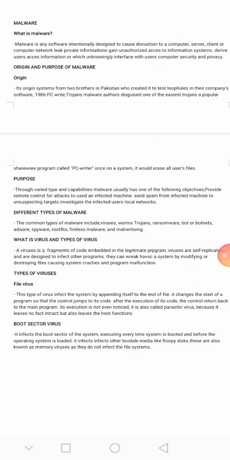Purpose. Through varied types of capabilities, malware usually has one of the following objectives. Provide remote control for an attacker to use an infected machine. Send spam from the infected machine to unsuspecting targets. Investigate the infected user's local network.